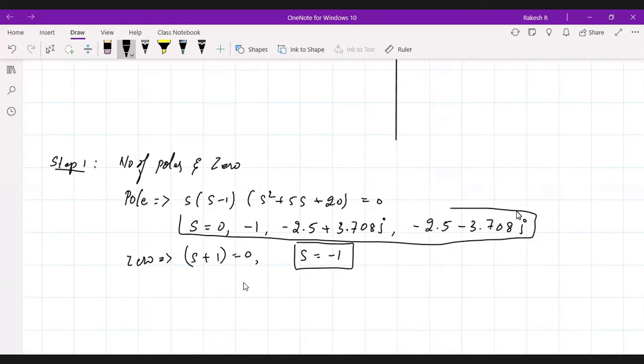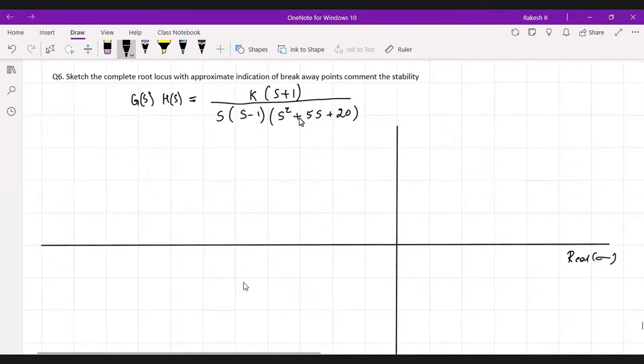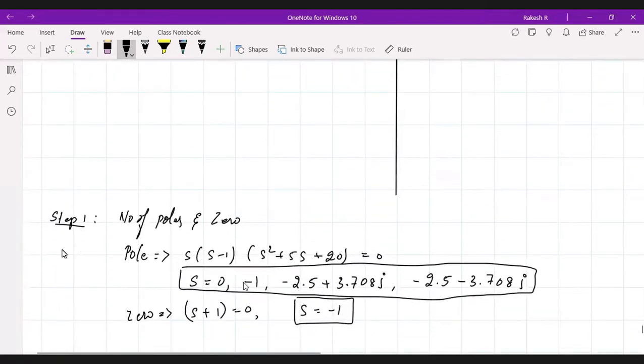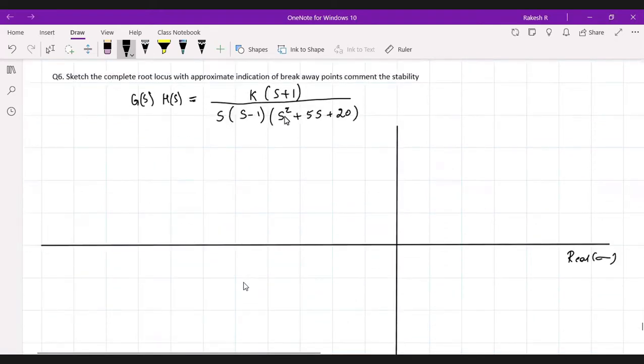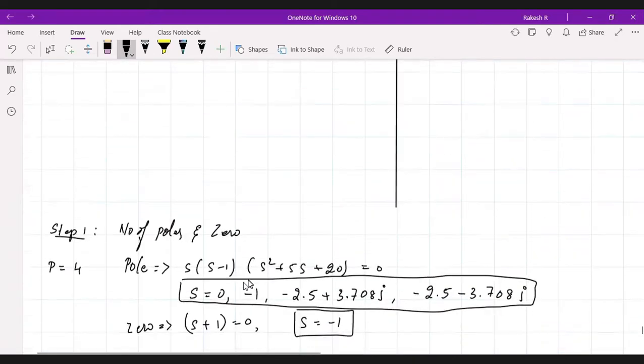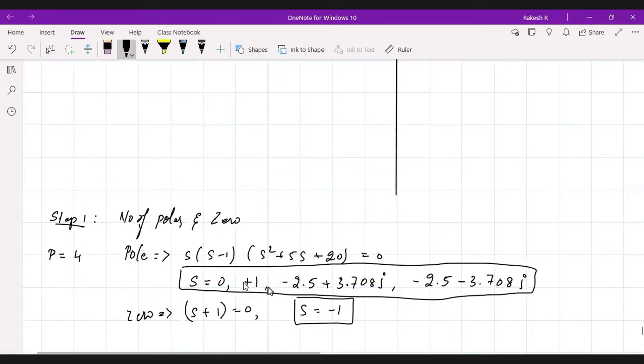Sir, the plus one doesn't work, sir. What is above? Above is s. Number of poles, that is p is equals to 4. 0, 1, 2, sir, 3. 0 plus 1, not minus 1. This is 0 plus 1 and these things, right? Number of poles will be 4, number of zeros, z is equals to 1, right?